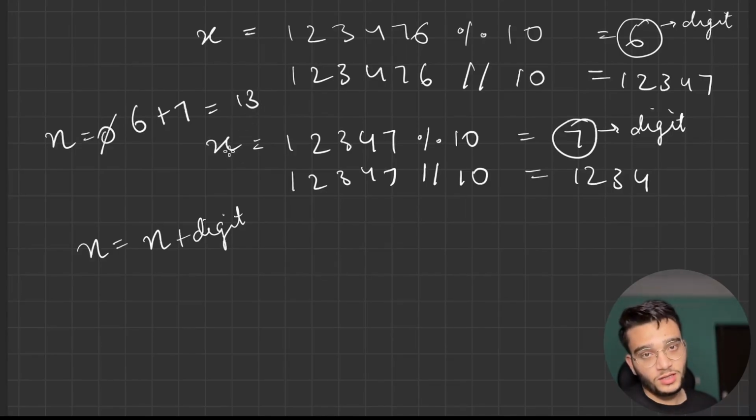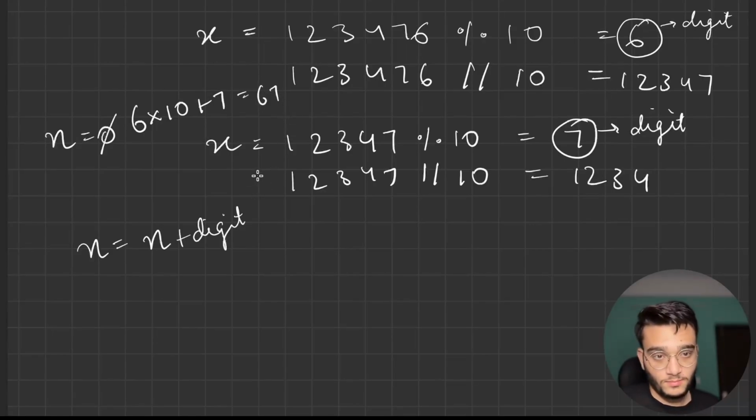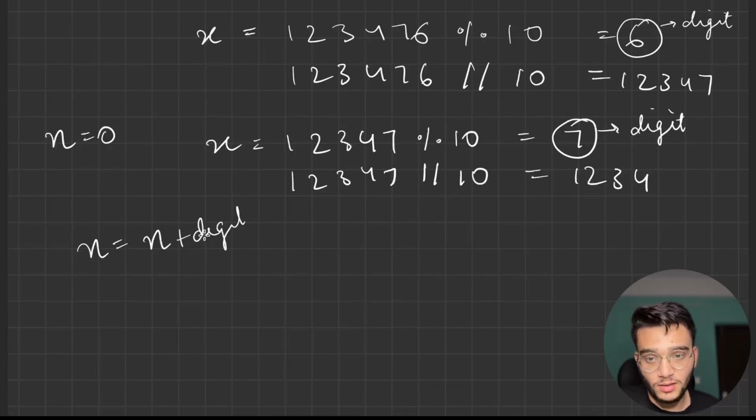But since we need to store the digits in the reverse order and not actually change the number, somehow we need to have, if your n is equal to 6, then we want 67. We don't want 13. We want 67. So how would you do that? So let's say if you multiply 6 by 10 and then add 7, you would get 67. So instead of n plus digit here, we can say n into 10 plus digit.